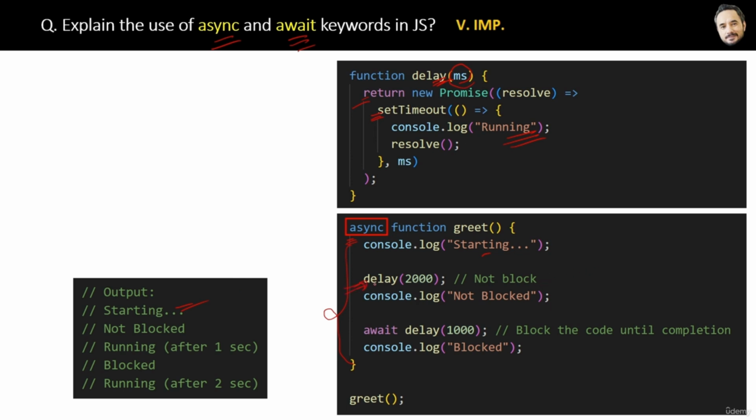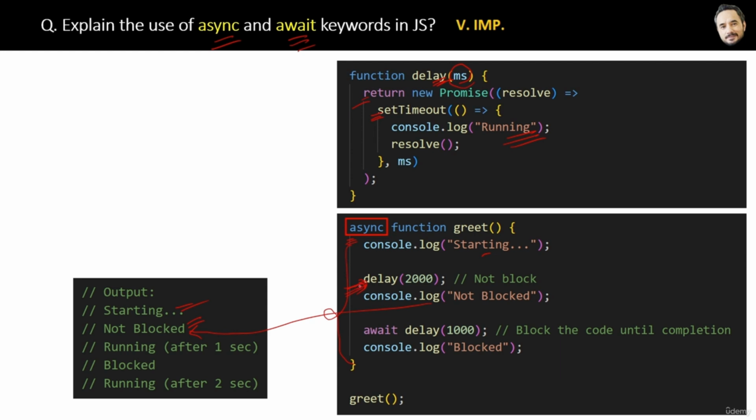Now, because this is an async method, this delay function will not block the code and therefore not blocked will be executed. In the output, you can see that after the start, not blocked is printed. This is the benefit of the async keyword. It will make your complete method asynchronous.